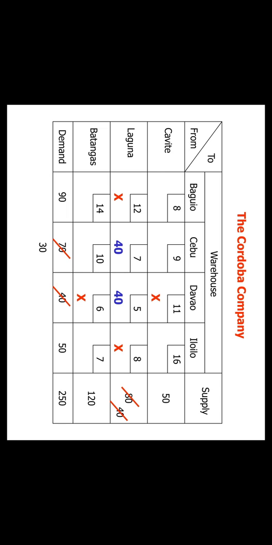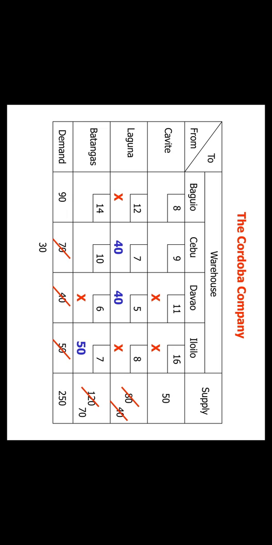From the remaining cells, the least cost cell is now the one with the 7. How many units can we allocate to that cell? It's now a choice between the supply of Batangas, which is at 120, and the demand of Iloilo, which is 50. We choose the lower value, which is 50. And with that, we have met already the total demand of Iloilo, so we now eliminate the remaining cell in that column. After which, we reduce the supply of Batangas by 50. So from 120, it goes down to 70.